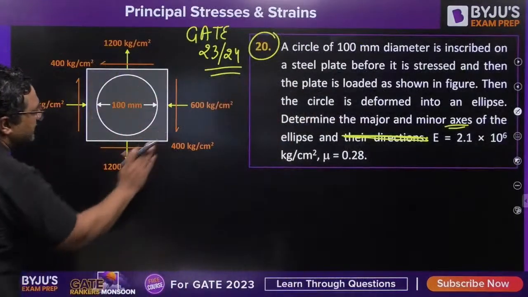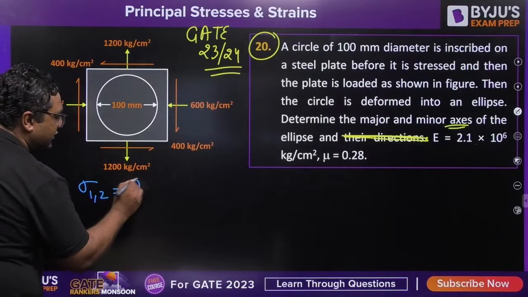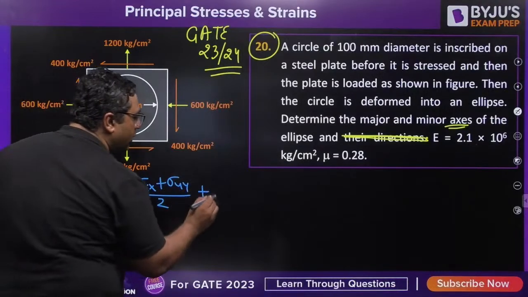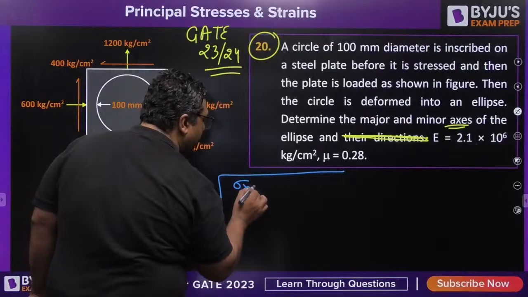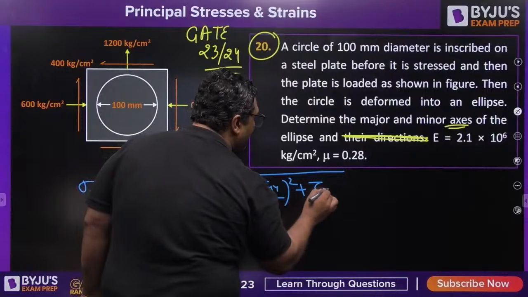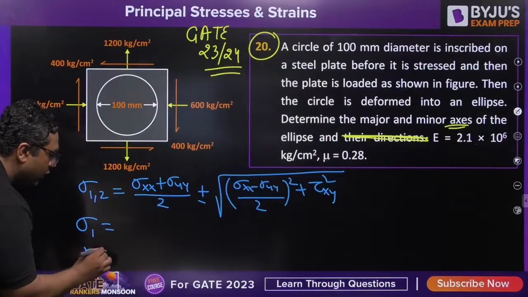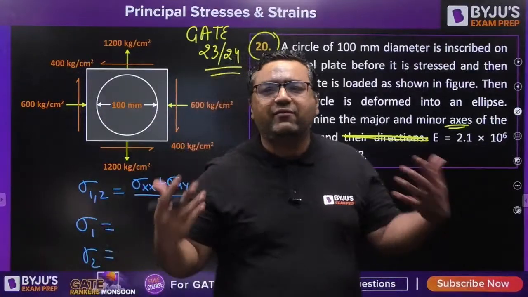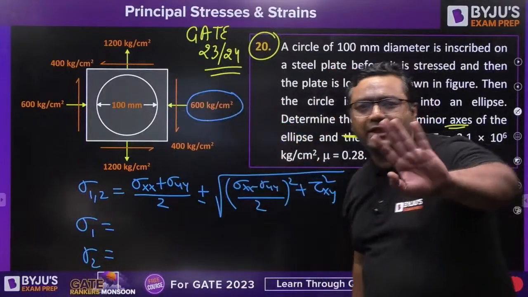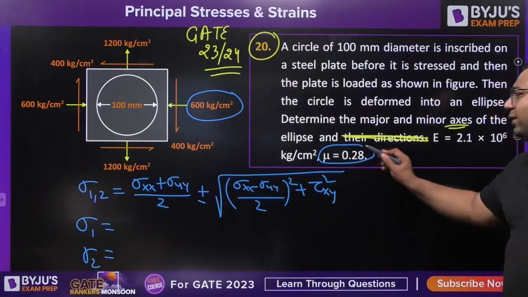First of all, you will find sigma 1 and sigma 2 because they are the principal stresses. Sigma xx plus sigma yy by 2, plus minus square root of ((sigma xx minus sigma yy) by 2) whole square plus tau xy whole square. This will give you the values of sigma 1 and sigma 2. No need to change the unit. Everything is given in the same unit, that is kg per centimeter square. No need to change the units. Mu is given as 0.28, Abhishek.